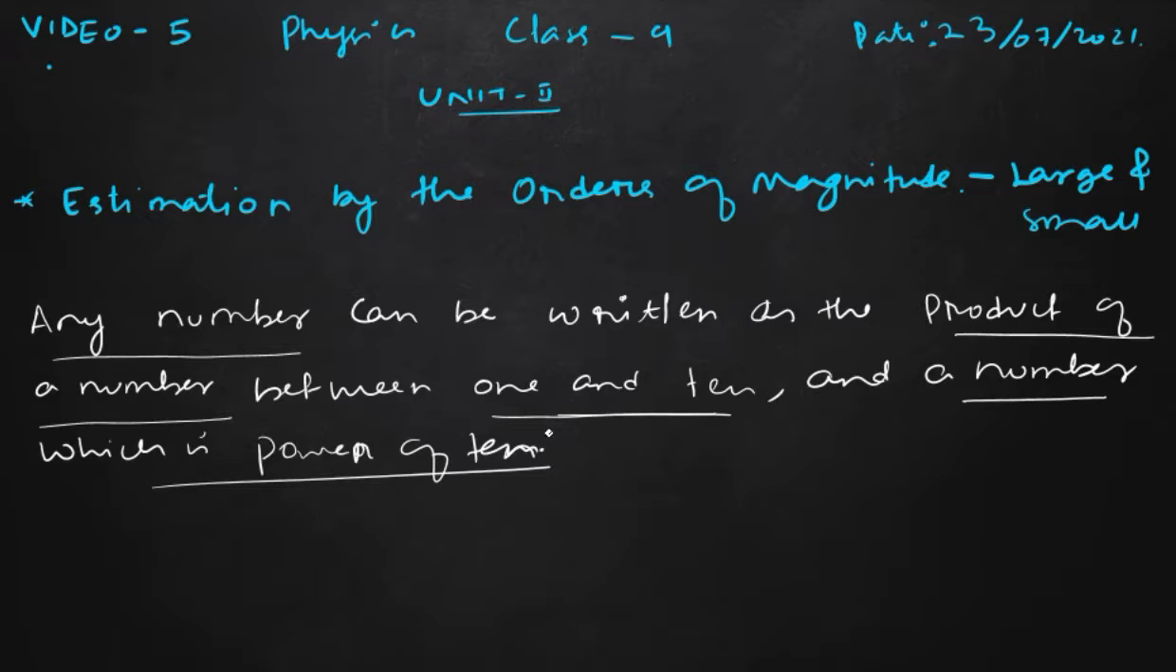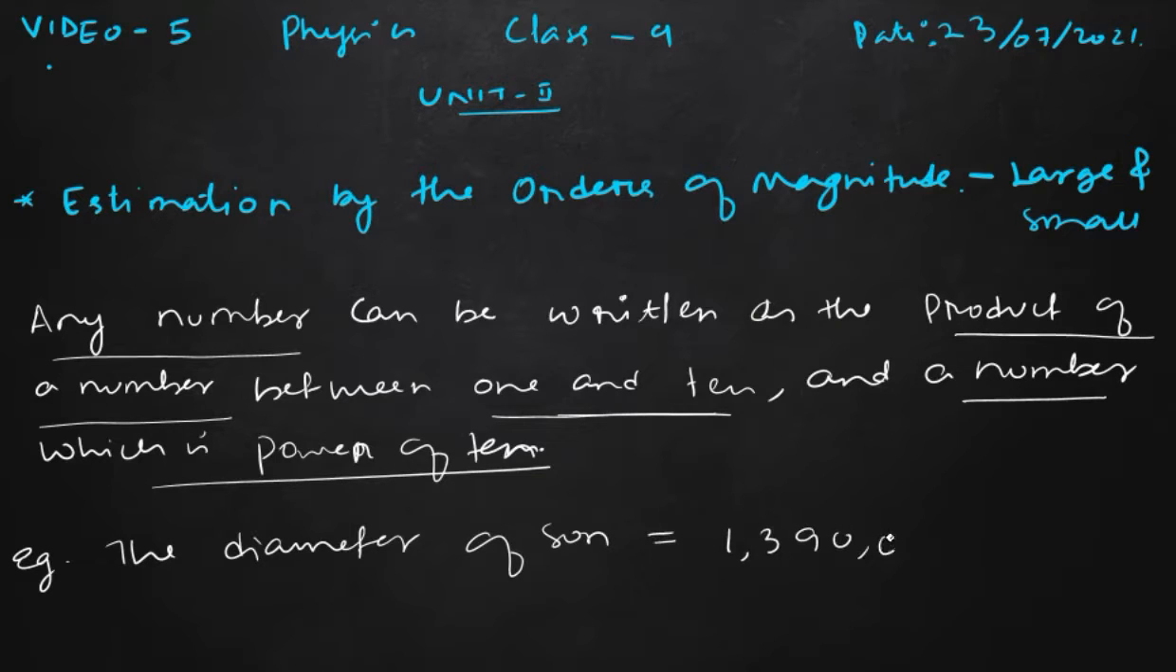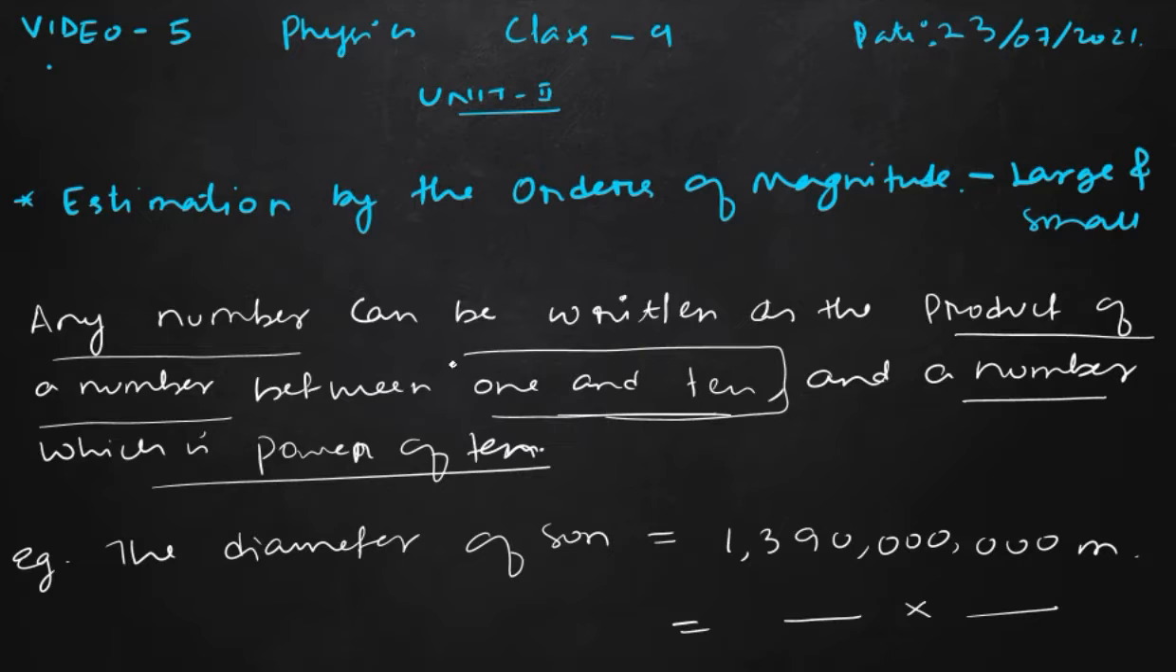Let us take one example, that is the diameter of the sun. The diameter of the sun is 1390000000 meter. So this is a very huge number. How do we write this as a product of two numbers? One number will be between 1 and 10, and another will be a power of 10.